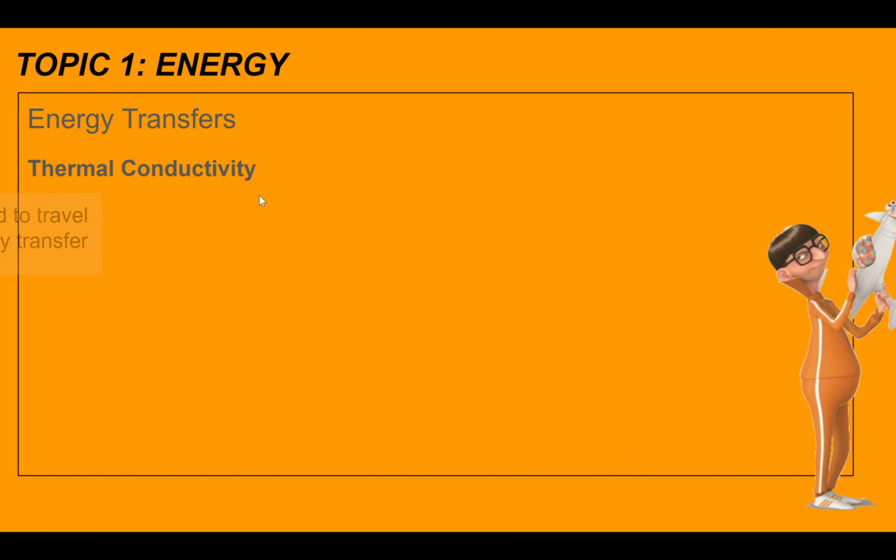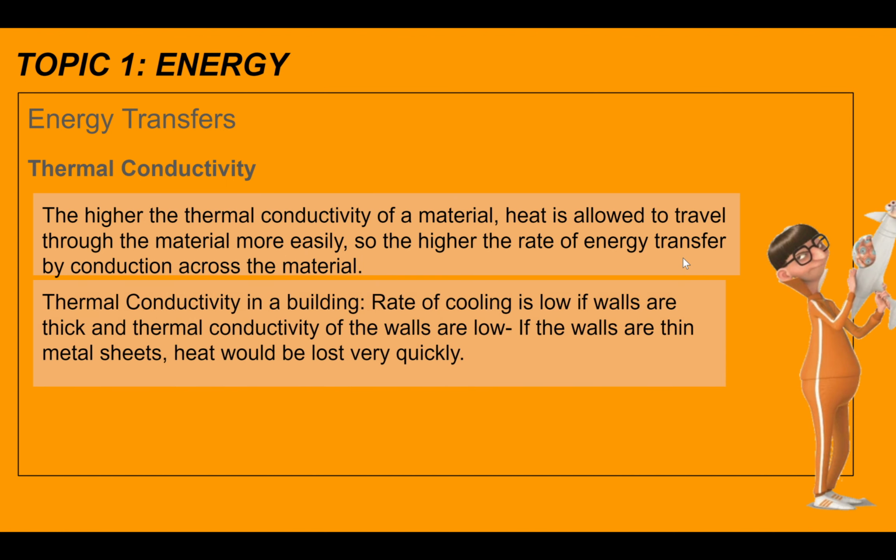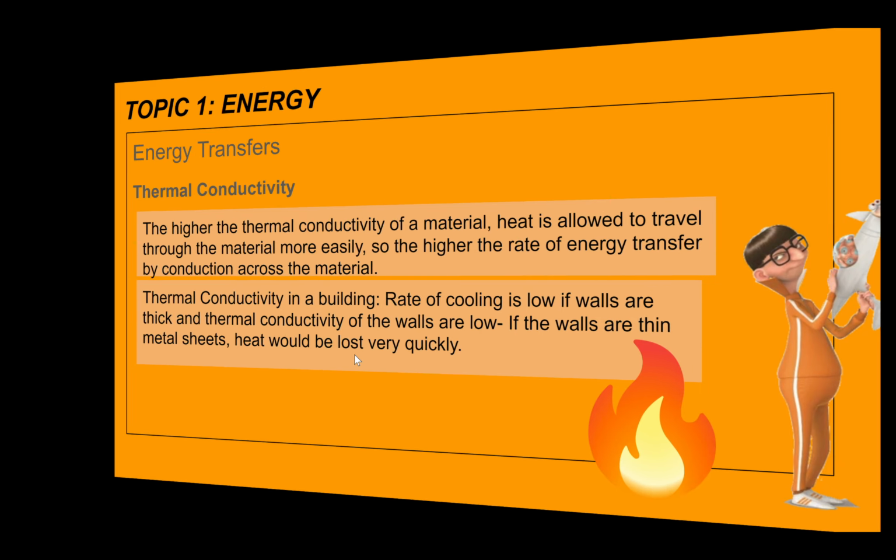Thermal conductivity. The higher the thermal conductivity of a material, the more easily heat is allowed to travel through the material. So the higher the rate of energy transfer by conduction across the material. Thermal conductivity in a building: the rate of cooling is low if walls are thick and the thermal conductivity of the walls is low. So if the walls are thin metal sheets, heat will be lost very quickly.